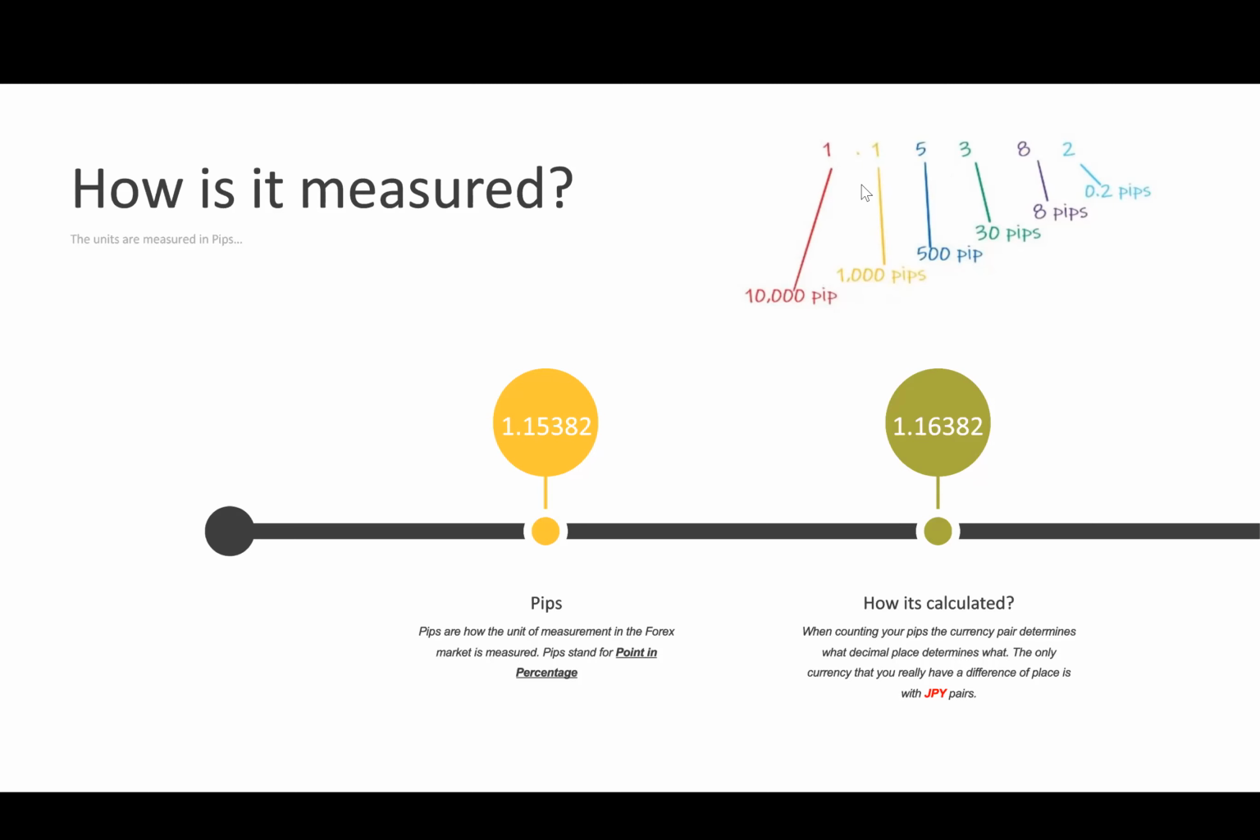So with that being said, the number right here before the decimal point is going to be your 10,000s pips. Then you got your 1,000 pip right after the decimal point, 500 pips after that, 30 pips after that, 8 pips after that, and 0.2 pips. So you got pretty much your ones place, your tens place, hundreds, thousands, and 10,000s. That's pretty much how that's broken down.